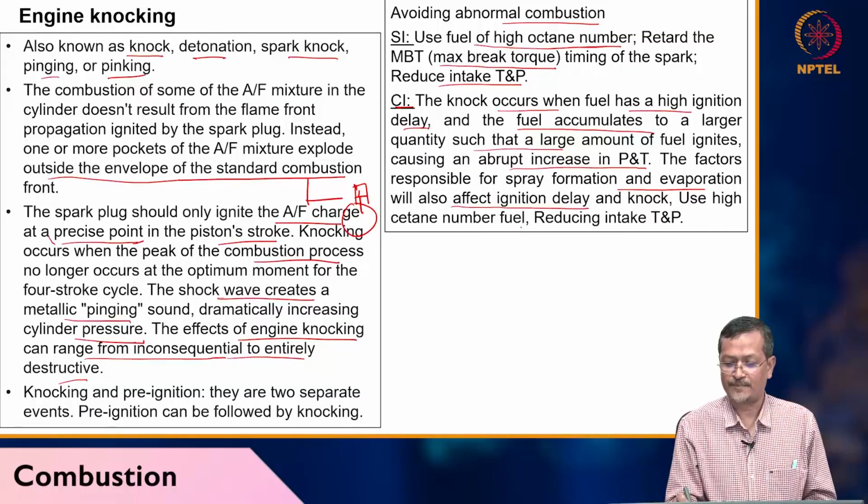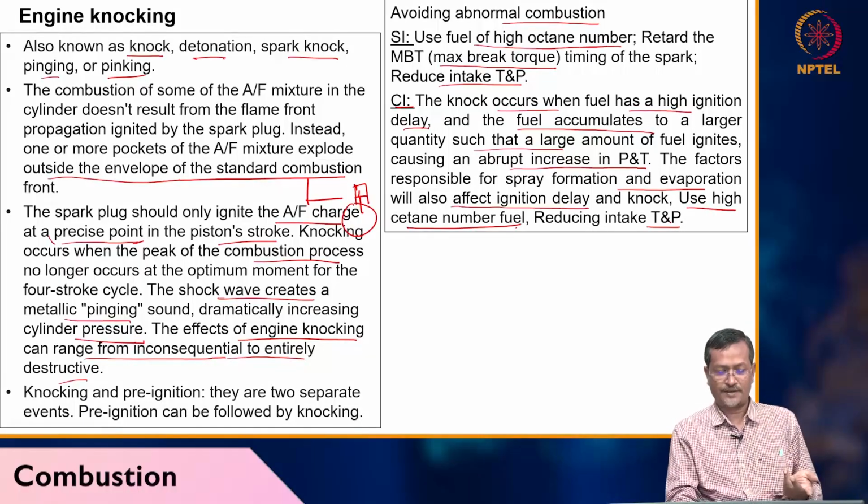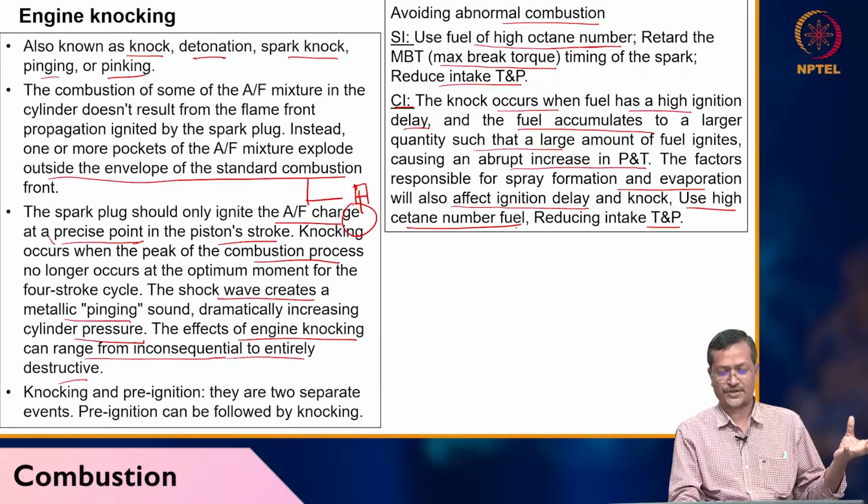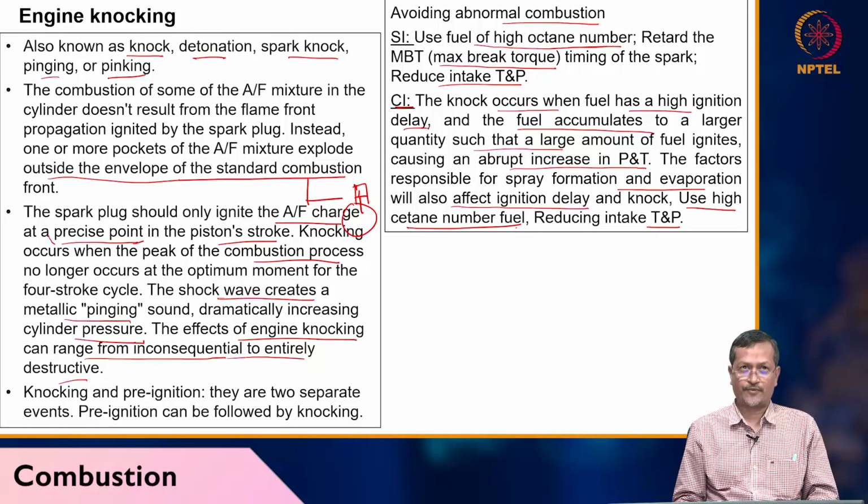Use of high octane number fuel. So you have to use high octane number fuel and reduce intake temperature and pressure. If intake temperature and pressure are very high for some reason and you are getting high temperature air, you have to reduce it. That way you can avoid engine knocking or abnormal combustion.